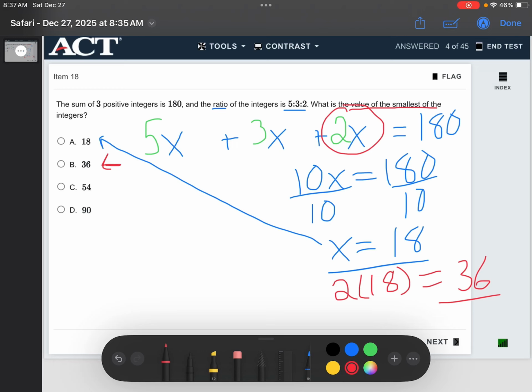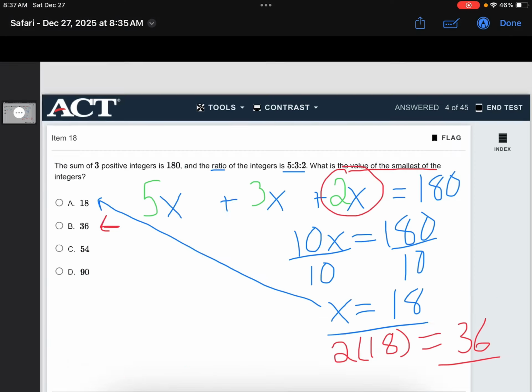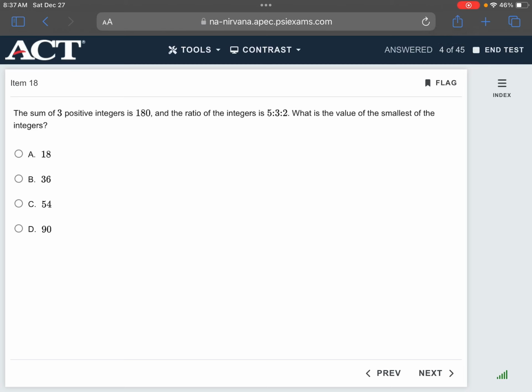Obviously, Desmos doesn't really help us too much with this. We could actually put that equation 10x equals 180 into Desmos, and it'll give us a line at 18, letting us know that x needs to be 18. But in terms of setting this up, there's no way for Desmos to really set this equation up for us. We have to be able to do that on our own. So let's get rid of that and put choice B.